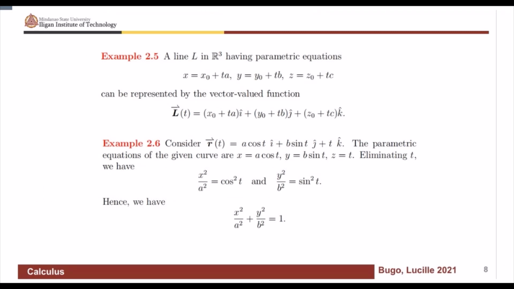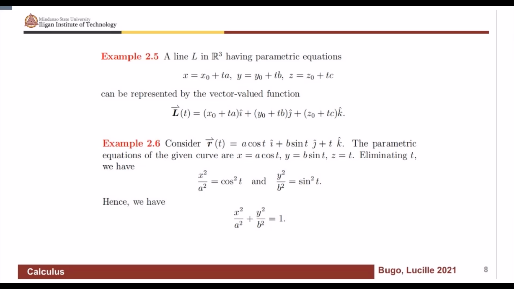Example 2.5, a line L in R cubed having parametric equations x equals x sub 0 plus ta, y equals y sub 0 plus tb, z equals z sub 0 plus tc can be represented by the vector valued function L of t equal to x sub 0 plus ta i hat. Again, we are using here the parametric equations, plus y sub 0 plus tb j hat plus z sub 0 plus tc k hat. So the components here correspond to the x, y, z above.